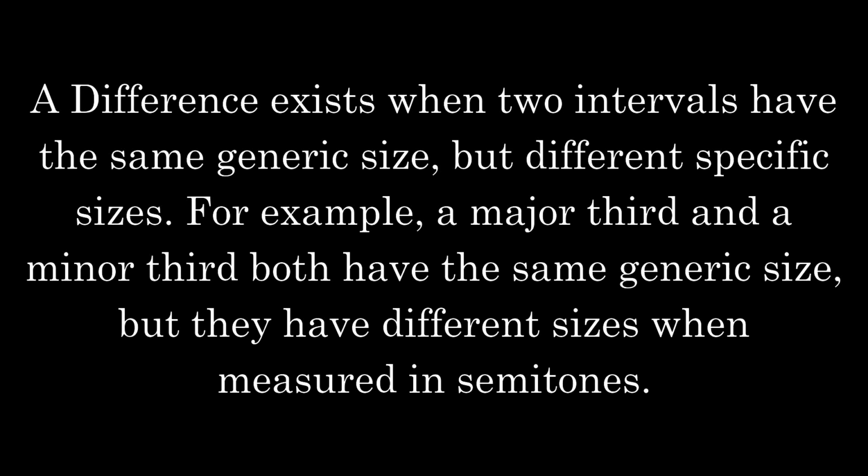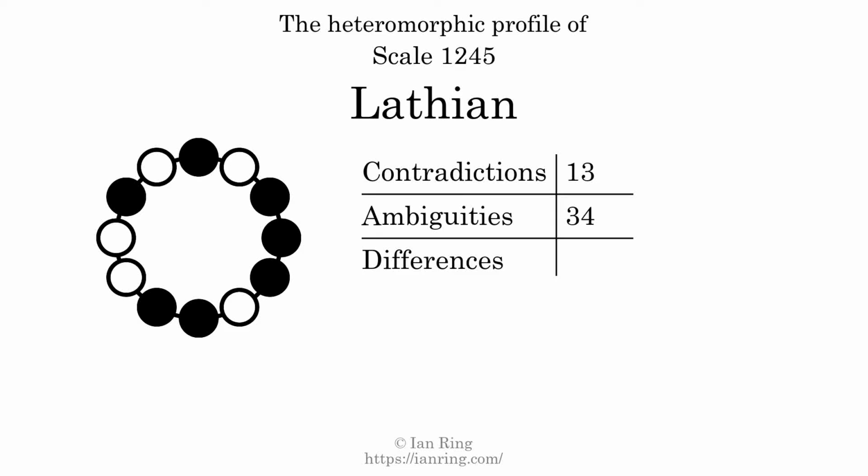A difference exists when 2 intervals have the same generic size, but different specific sizes. For example, a major third and a minor third both have the same generic size, but they have different sizes when measured in semitones. The number of differences in this scale is 98.